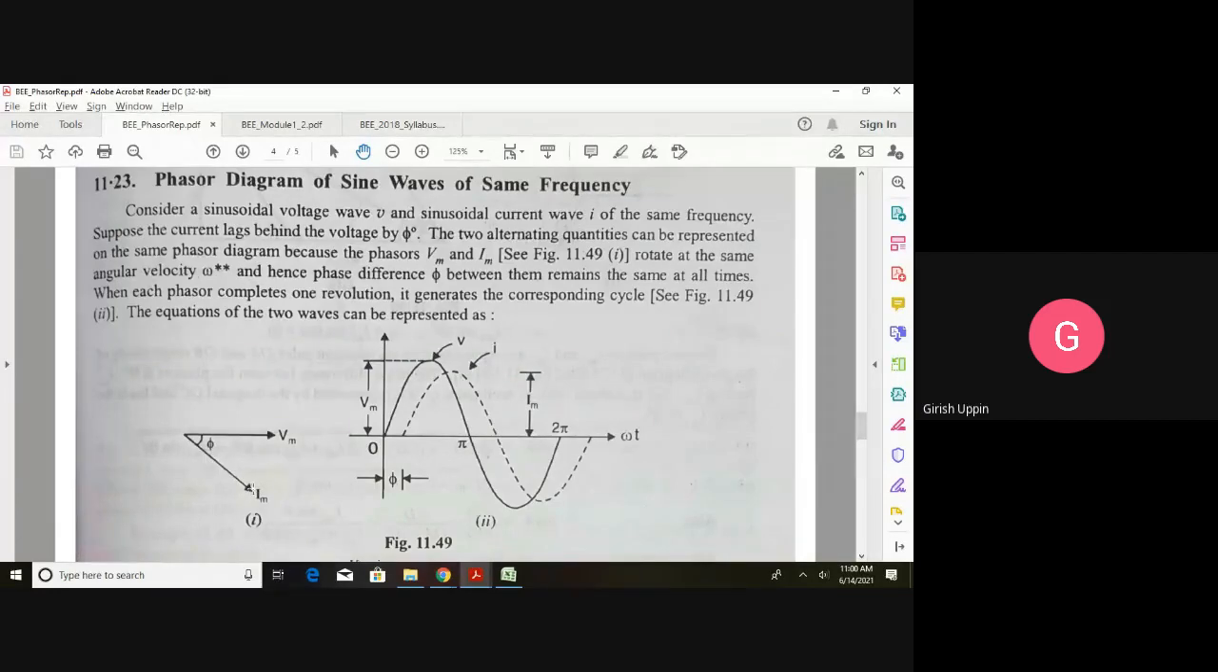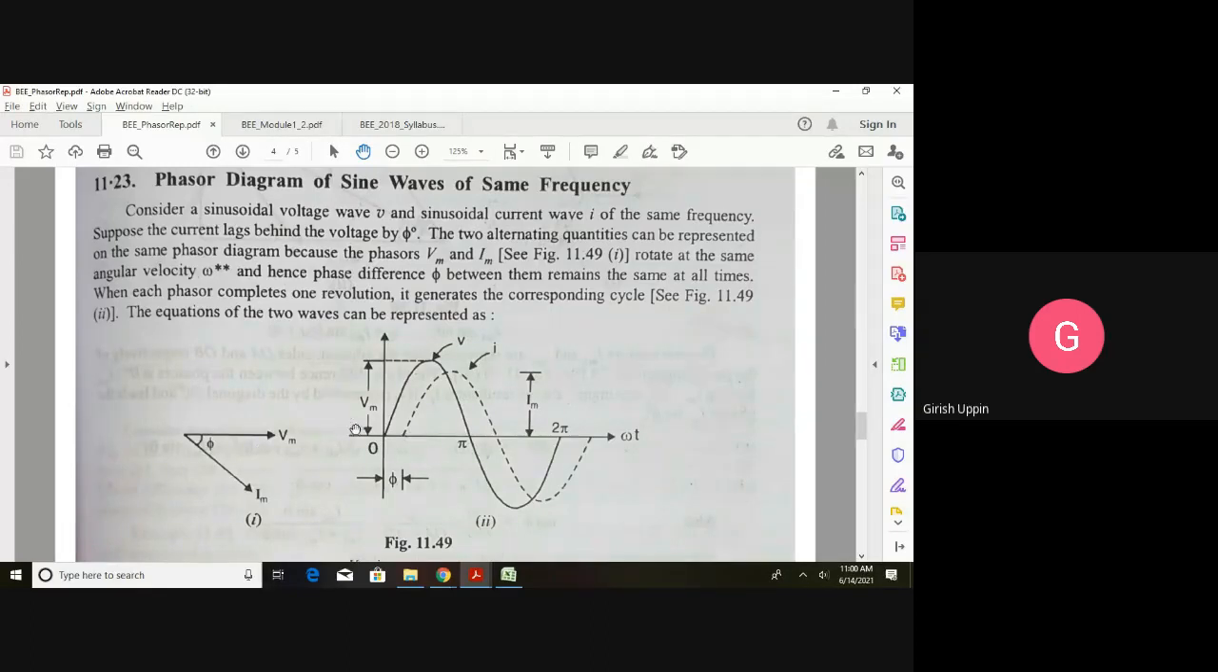You can see here, when it rotates through angle phi, then its value is 0. It means when we rotate this for the angle phi, that is when it will start. From here it will start, and whatever phase difference it has is represented like this. This is the lagging one.